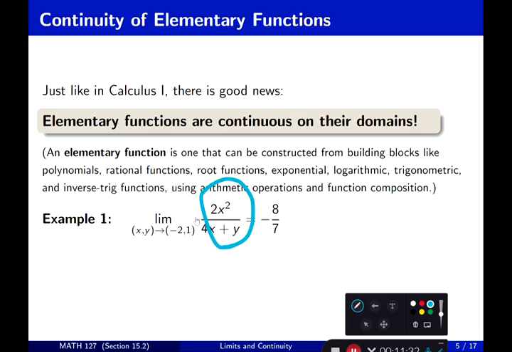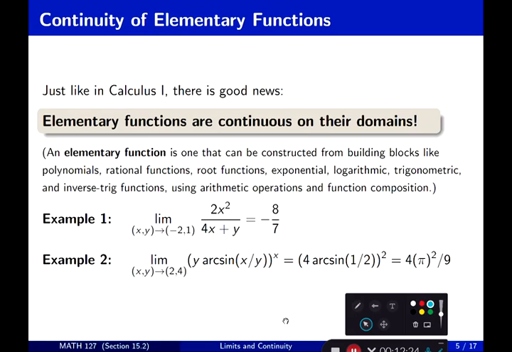and (-2, 1) is part of the domain, because if I plug in -2 for x and 1 for y, it's defined. The function is defined, and the domain of rational functions is where they are defined. So what do I do? I just do direct substitution as we did in 2.3. Put in -2 for x, 2 times -2 to the power 2, and 4 times -2, and 1 for y, and then compute, and you end up with -8/7.